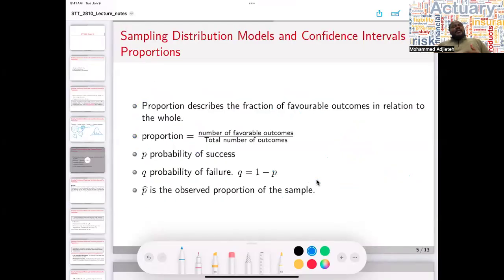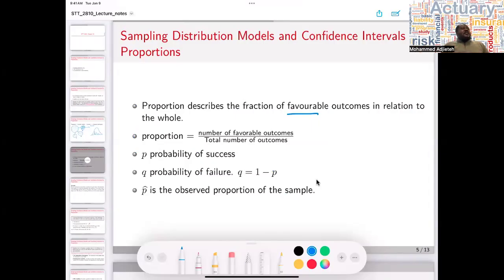Now, in this chapter, we are going to talk about proportion. So proportion relates to the what? It describes the fraction of the favorable outcomes in relation to the whole. For example, if I am interested in the number of males in this class, the proportion will be the number of males divided by the entire population. So the P here is the number of males in this class. That is my success.